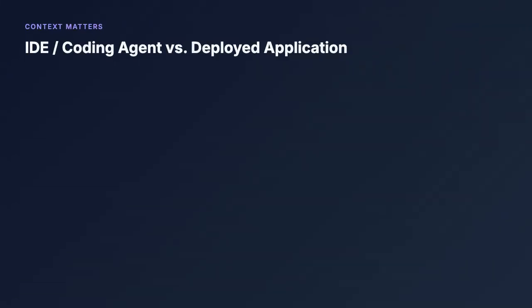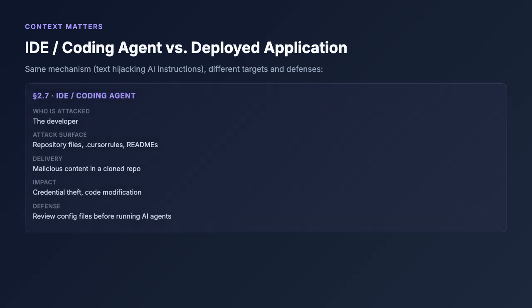Prompt injection appears in two different contexts in this guide. The same mechanism, text hijacking AI instructions, manifests differently depending on the target. Section 2.7 covered injection targeting your development tools. The target is the developer. The attack surface is repository files and configuration. The impact is credential theft and code modification. The defense is reviewing config files before running AI agents on external repos.